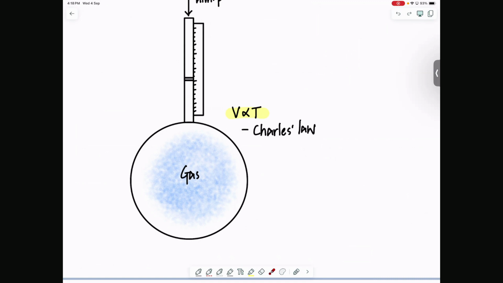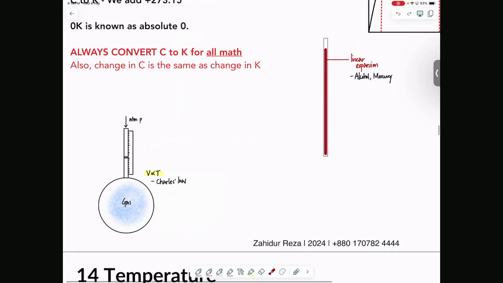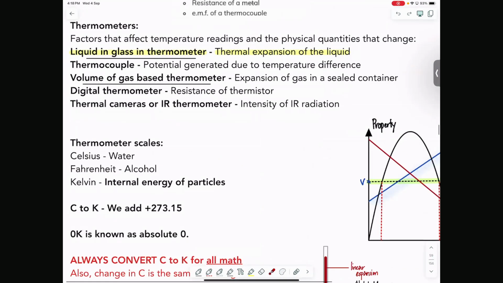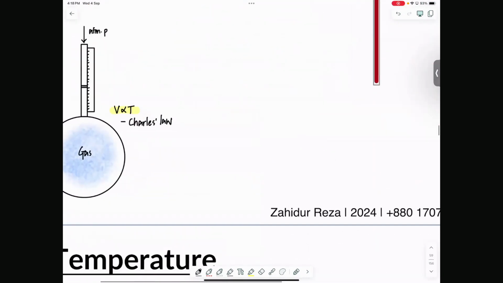But yeah, this used to be one of the first ever thermometers out there, okay? So that's the volume-based one. Then we have the digital thermometer. This is very straightforward. It's basically using the resistance of a thermistor.